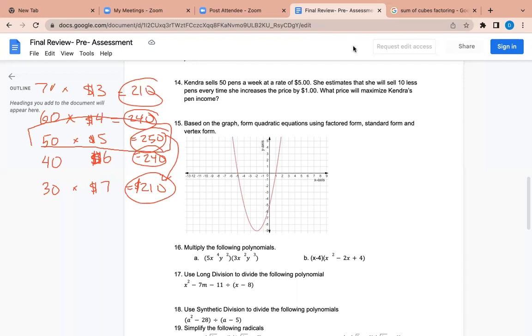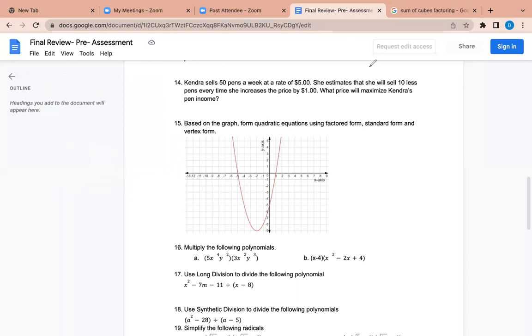So number 15, this is the vertex. So you want to go either based on the vertex or the roots. The roots are -5 and 1. So y is equal to a, and then (x minus r) times (x minus r). So y is equal to a, and then (x plus 5) and (x minus 1).